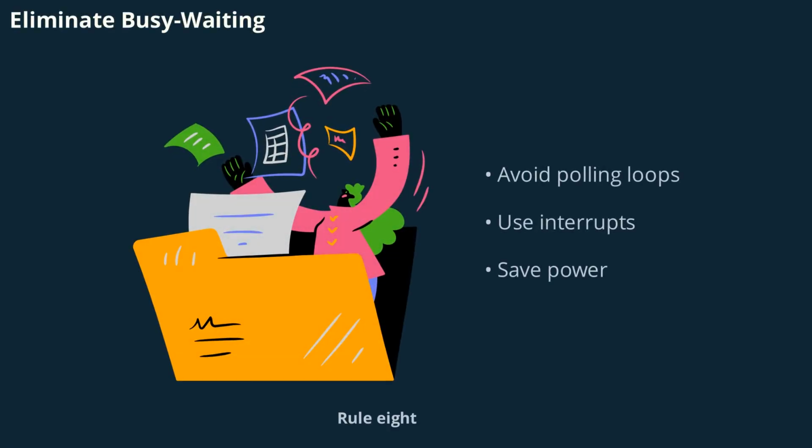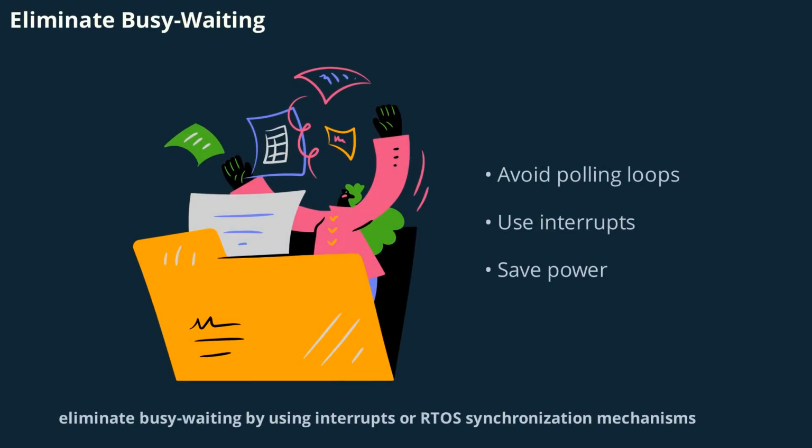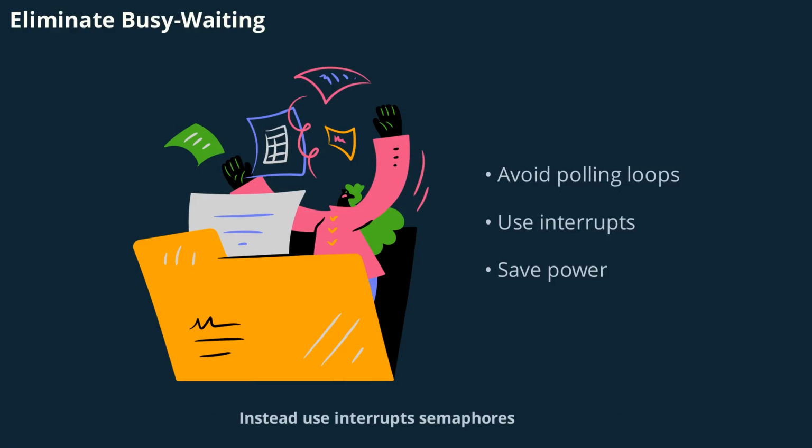Rule 8. Eliminate busy waiting by using interrupts or RTOS synchronization mechanisms. Busy loops waste CPU cycles and power, especially in battery-powered devices. Instead, use interrupts, semaphores, or event flags to signal when work needs to be done. This approach keeps your system efficient and responsive.